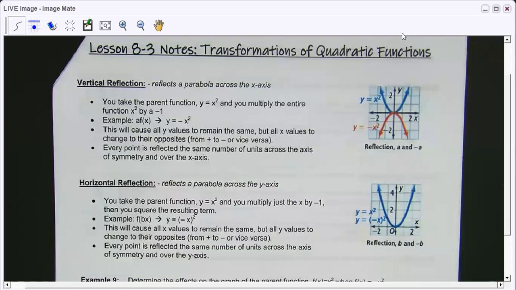In this case, determine the effects on the parent function f of x equals x squared when f of x equals negative x squared. So what is happening? In that reflection, it's shifting over which axis? The x-axis. Okay.